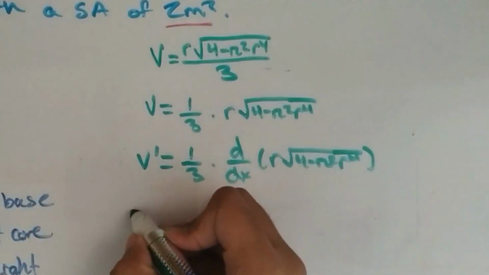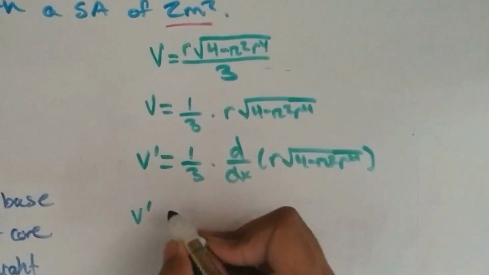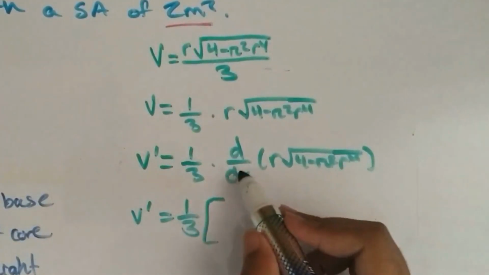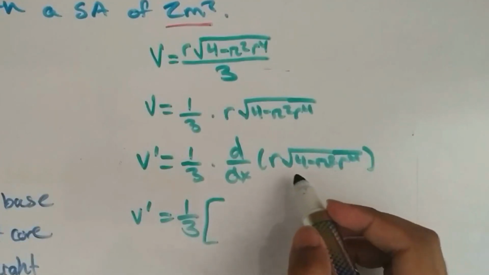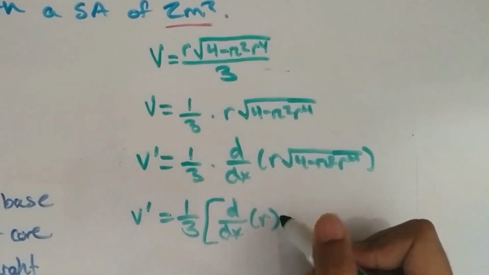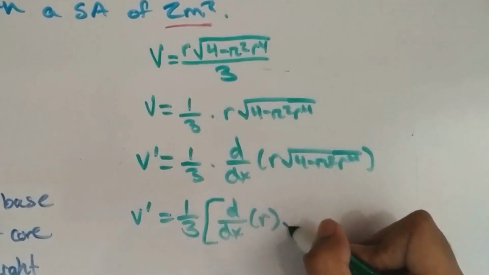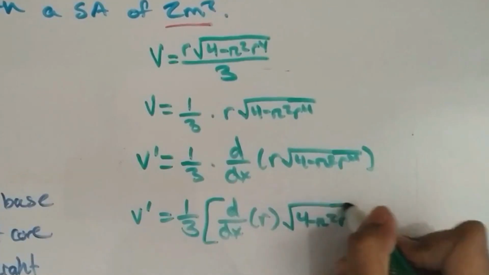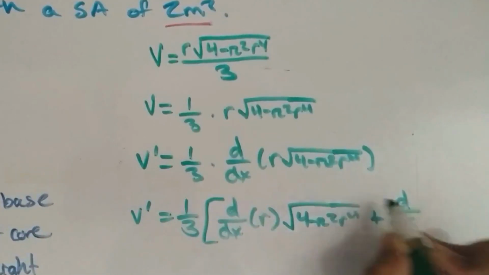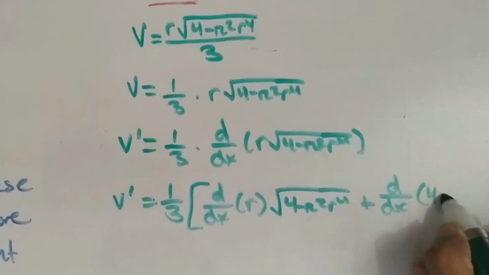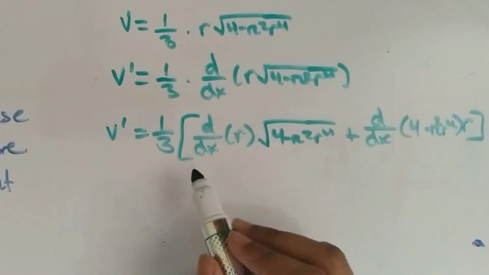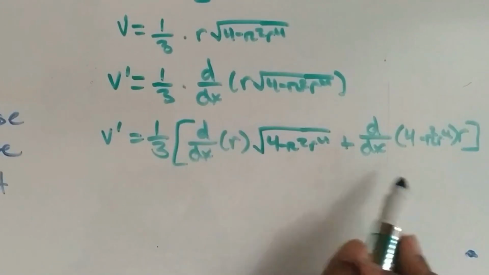Okay, so let's continue along. So the derivative of the volume is equal to 1 over 3 times, and now the product rule, we're going to take the derivative of r first, so d/dr of r, times just the second component here, which is the square root of 4 minus pi squared r to the 4. And then we're going to add the derivative of the second portion here, which is the square root of 4 minus pi squared r to the 4, and multiply that by r. And that is going to be our derivative.